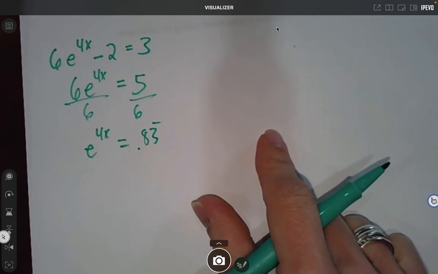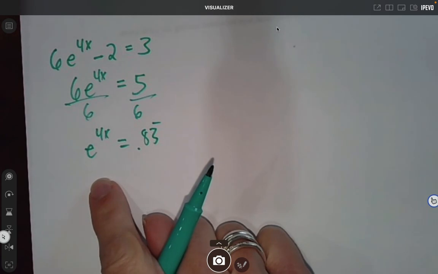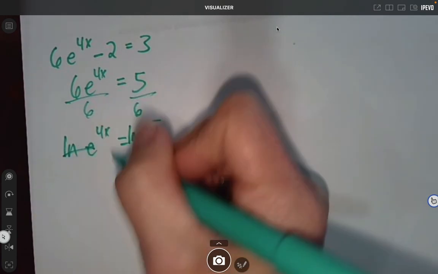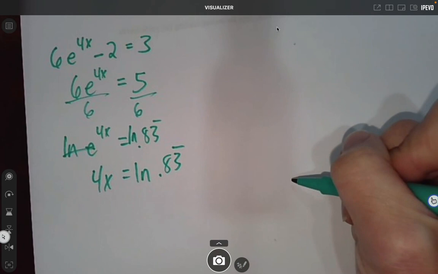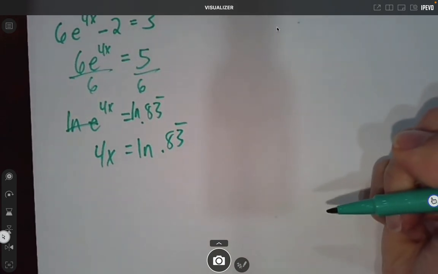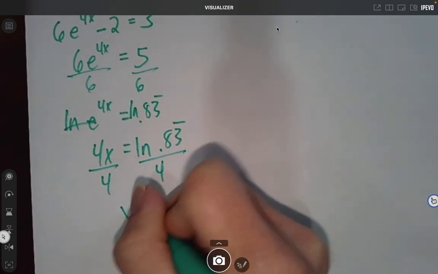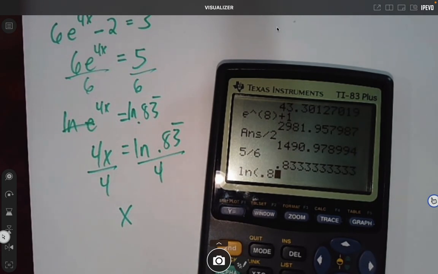Now, how in the world do I get rid of, I can't have an exponent. So how do I get rid of this e to the exponent? You take the natural log of both sides. So 4x equals the natural log of this number. Then what would I do to solve for x? Divide by 4. And I'm going to enter this in my calculator. But when I do the natural log of 0.8, I'm going to put several 3's, right? Okay, so that's my numerator. And now I'm going to divide by 4. So I close my parentheses.